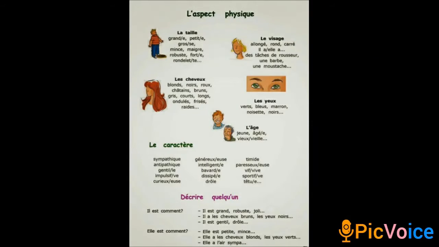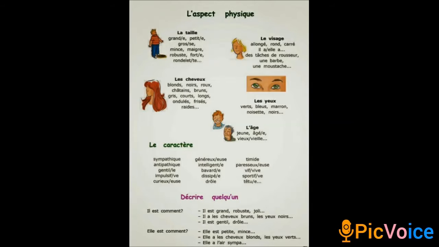So in this lesson we are going to describe a person. Okay, so we are going to find out how to describe a person. So we have the physical aspect. We have the height, the face, the hair, or the eyes, or the age also. And we have the character of the person. So we have la taille. La taille means the height.